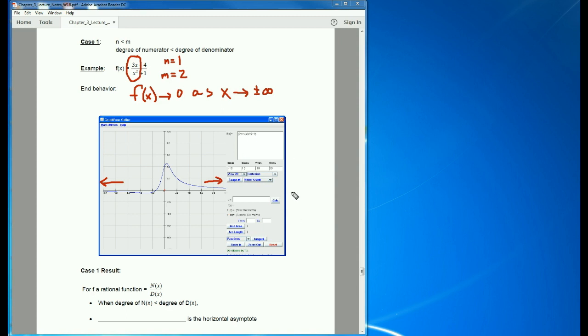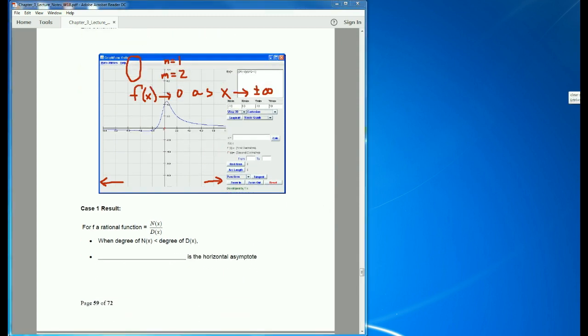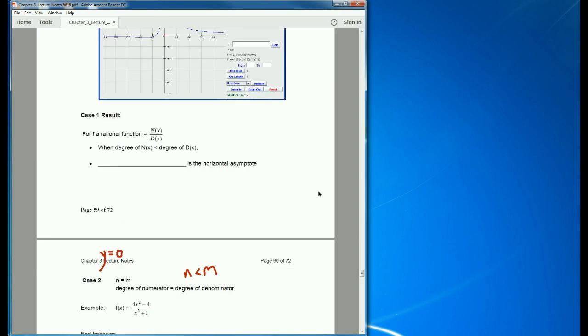All right, so we can kind of summarize the results below. For a rational function, when the degree of the numerator is less than the degree of the denominator, then the line y equals 0, and again, that's the same as the x-axis, is the horizontal asymptote. And that will always be the case when n is less than m. All right, let me move on to the next page.